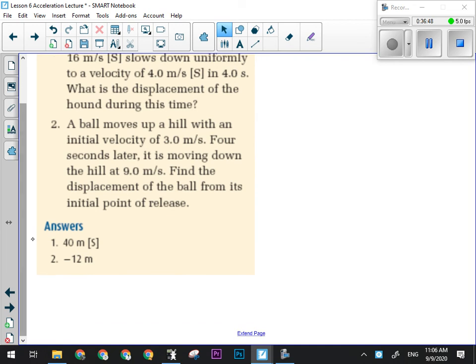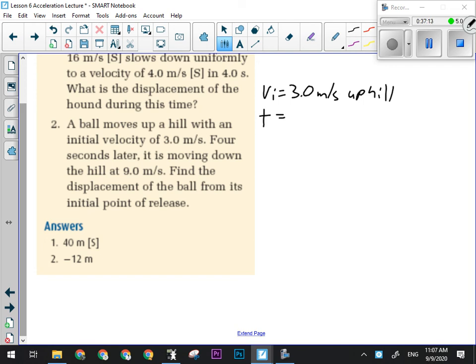Well, number 2, this is where direction now matters. If we don't recognize up the hill and down the hill are different, we can have a problem. A ball moves up a hill with an initial velocity of 3 meters per second. So VI is 3.0 meters per second uphill. Four seconds later, oh, here's a good significant digit thing for you.